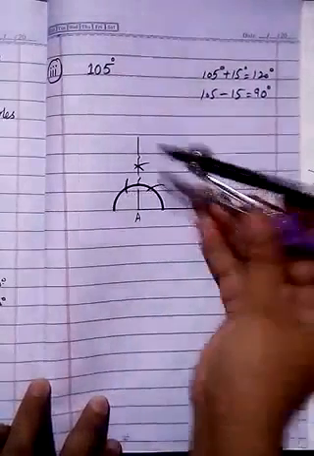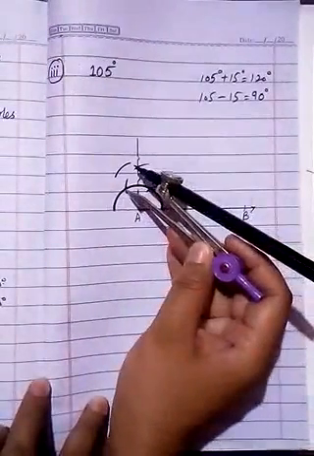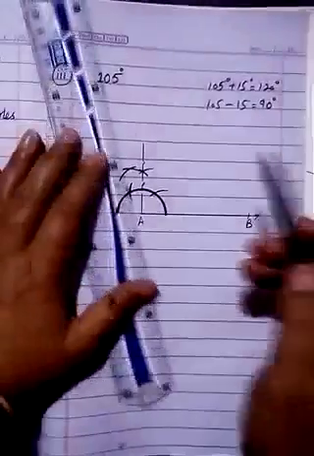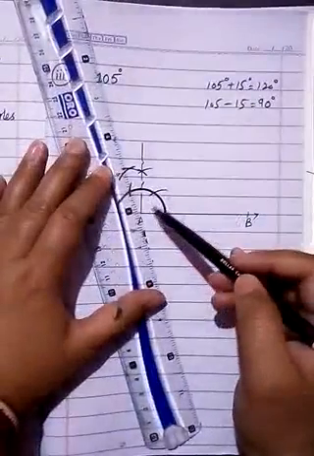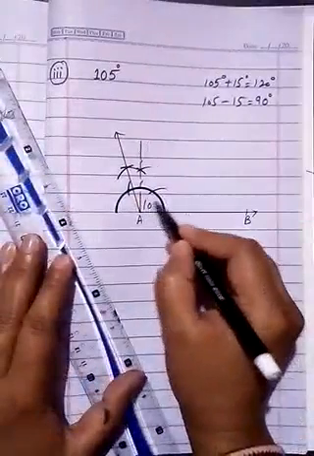So you have to put the compass at 90 degrees and draw an arc. Now put the compass at the 120 degree angle, draw the second arc. Now you have to join. That angle is equal to 105 degrees. You can check with a protractor.